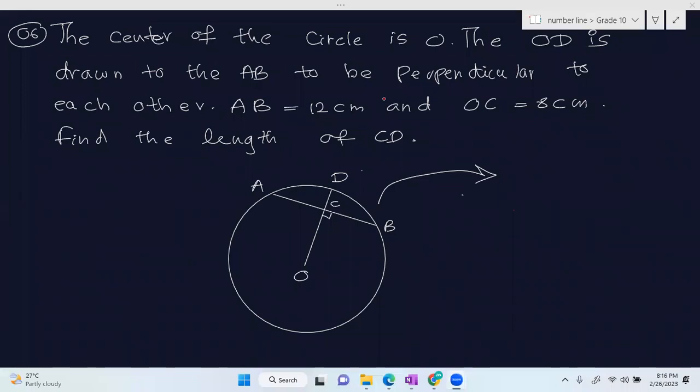What can you say when they have given that the line perpendicular is drawn to the chord AB? That means it says the chord is bisected by the perpendicular, no? That means it says, what is the result? AC equals DC. Yes.